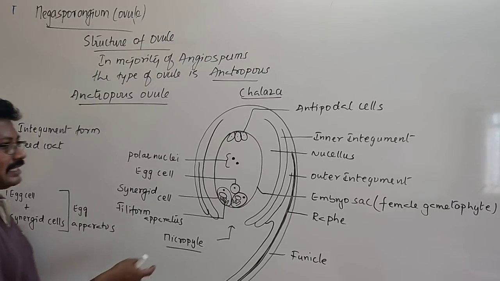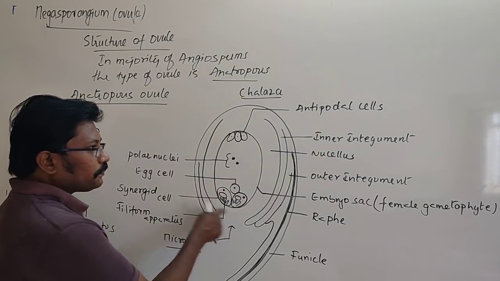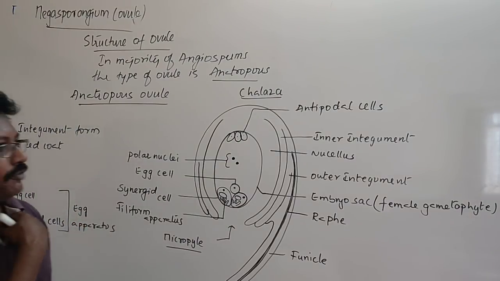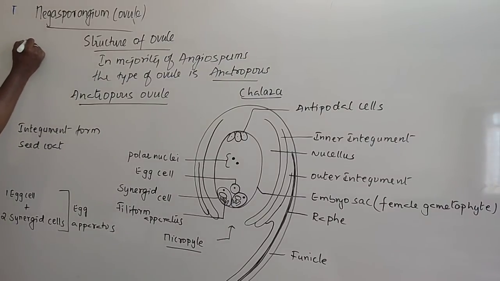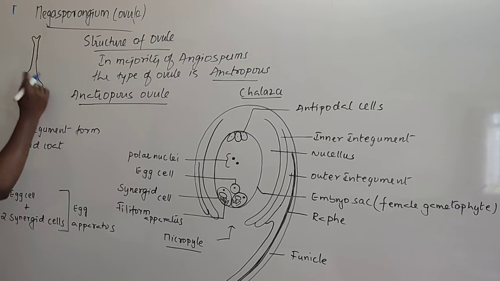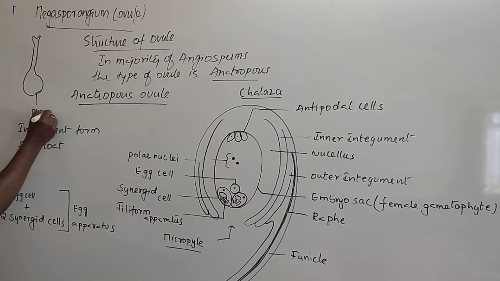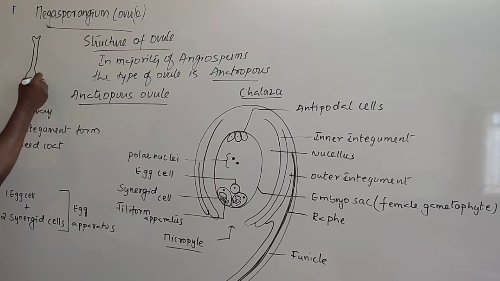Right. Now, how did this anatropous ovule develop? We know that this ovule is present inside the ovary. When we see the structure of a pistil, this is the ovary, and the space present inside is what we call the locule, and there is a placenta here. Attached to the placenta we find these ovules. But how did these ovules develop inside the ovary?